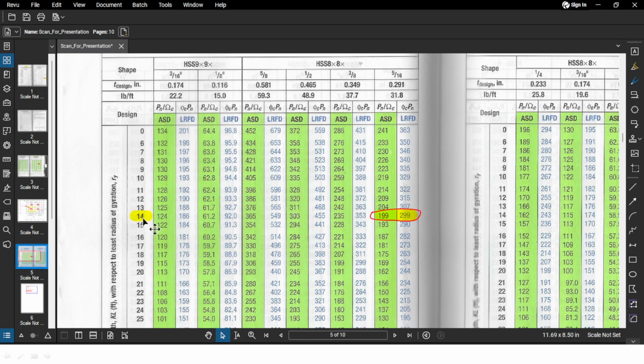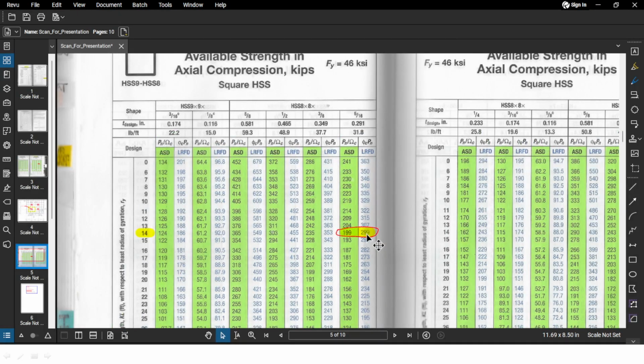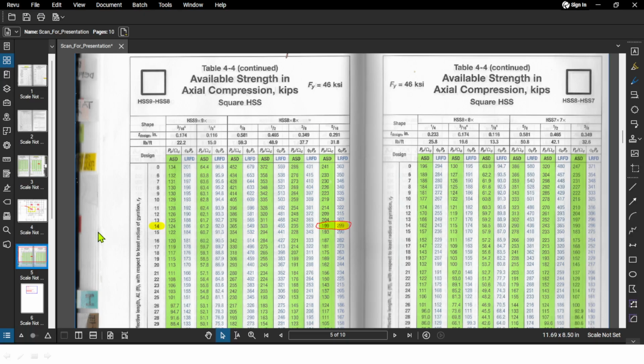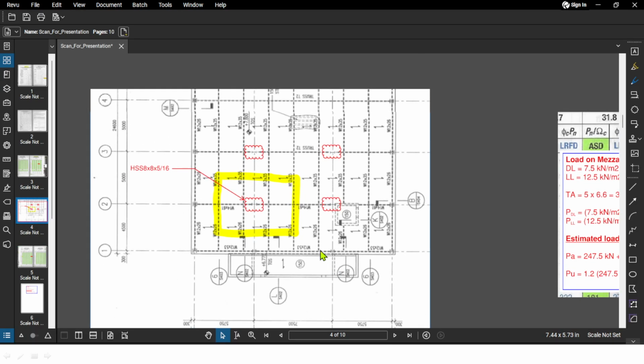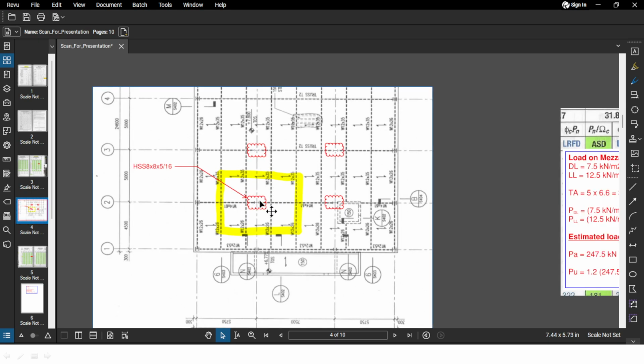So here, if you trace this 14 feet, go to here, you will get the value for AISC of 199, and that is the allowable strength. And you have the design strength using LRFD, which is 299. Once you know the strength for AISC and LRFD, the next thing you need to know is the actual loading of that column.